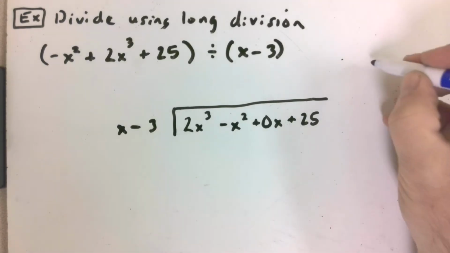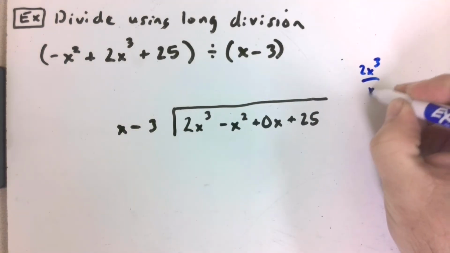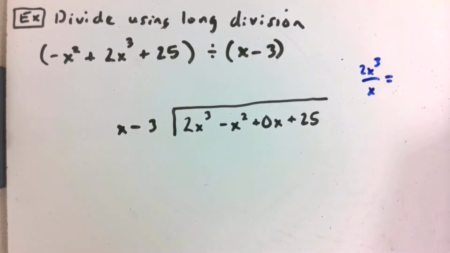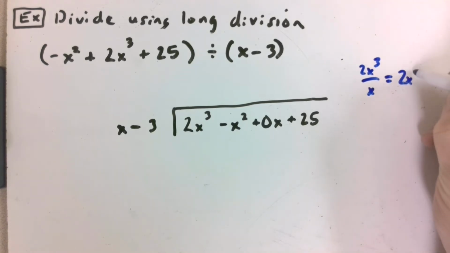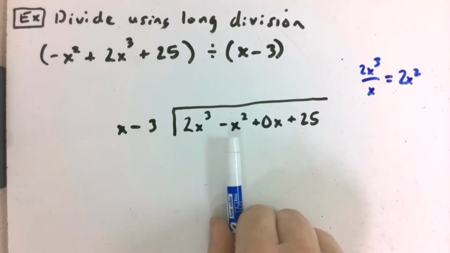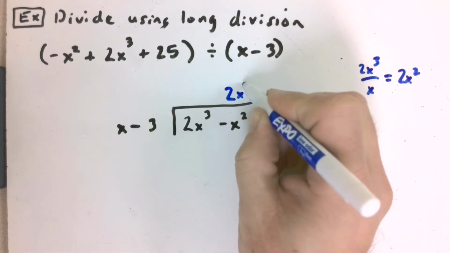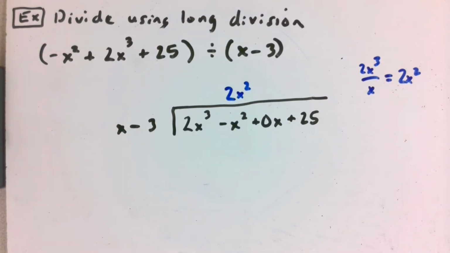So I'm going to do 2x cubed over x. You can do that in your head or work that out if you need to, if they're a little more complicated. So what I need to put in the top is a 2x squared. I'm going to put that in my x squared column, so above this x squared term. That's your first step. Figure out what goes in the top.